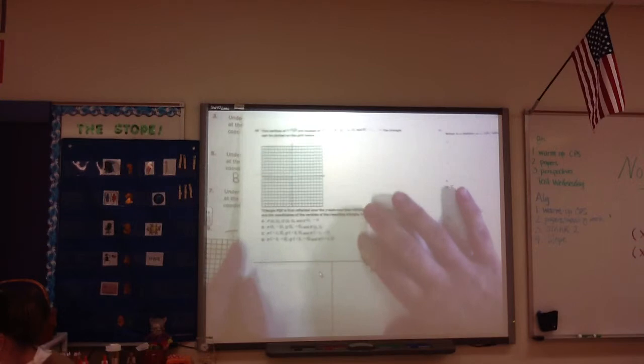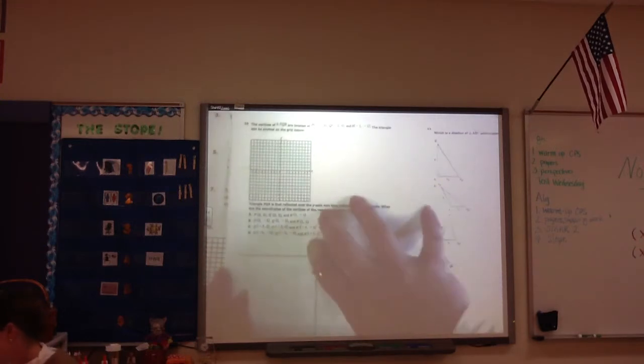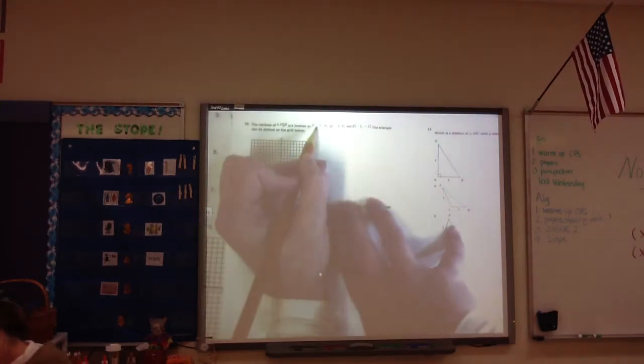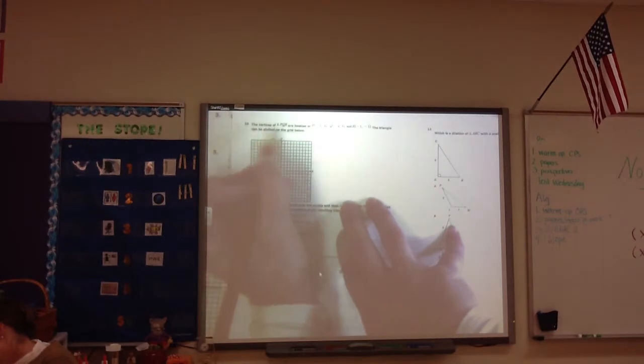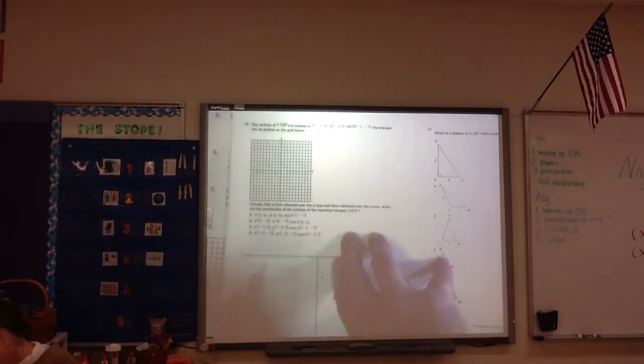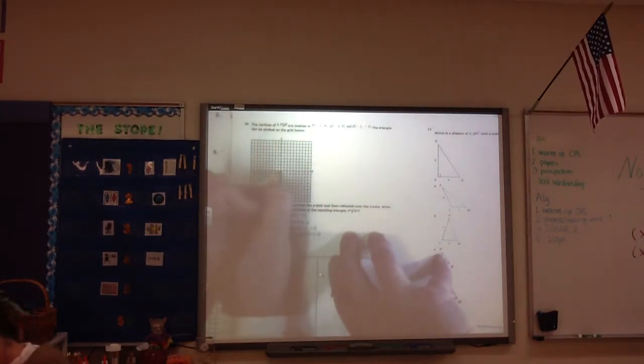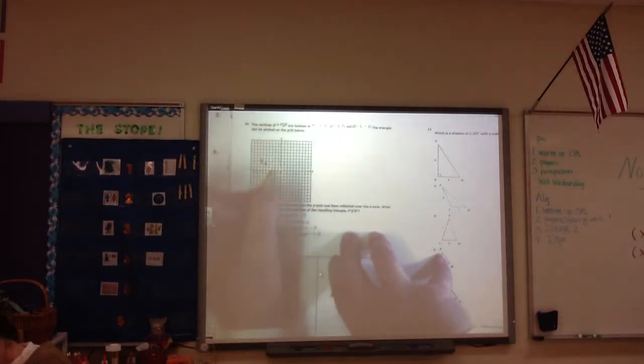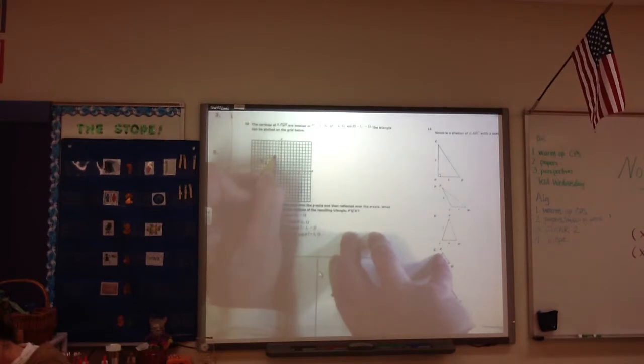Number 10. The vertices of triangle PQR are located at these points. The triangle can be plotted on the grid below. Let's go ahead and plot those now. 1, 2, 3, 4, 5, up 2. Q would be -2, up 5. And R is -1, -1.